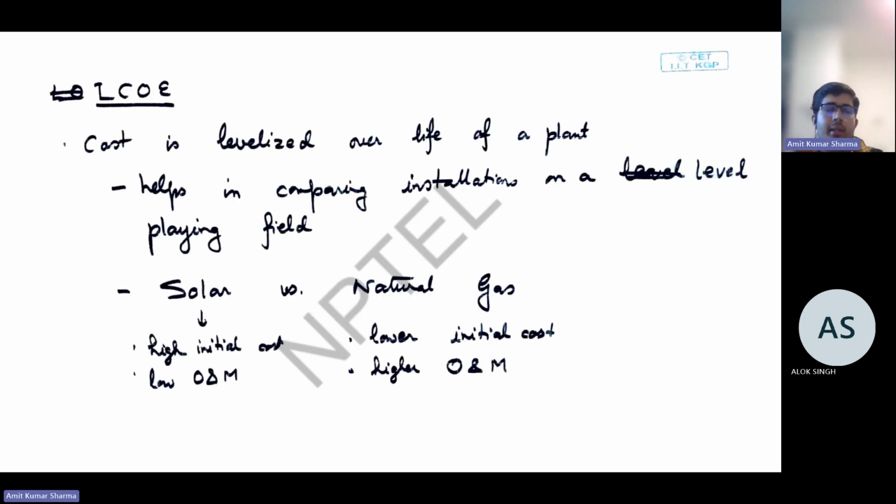Then there is the levelized cost of electricity. We have also discussed this: cost is levelized over the life of a plant. It helps in comparing installations on a level playing field. So we can compare solar versus natural gas, because solar has a very high initial cost but very low operation and maintenance cost, while natural gas has a very low initial cost but very high operation and maintenance cost. So if you want to compare these two, the best thing is to compare with the levelized cost of electricity.